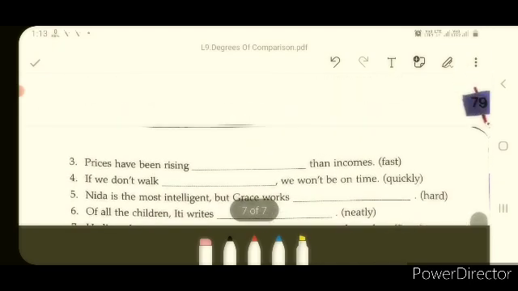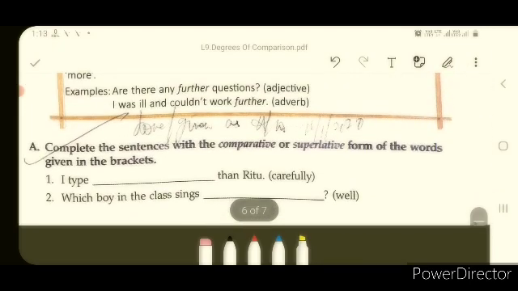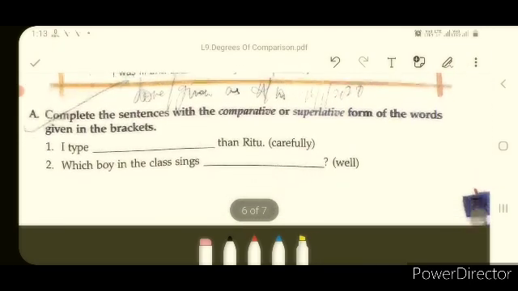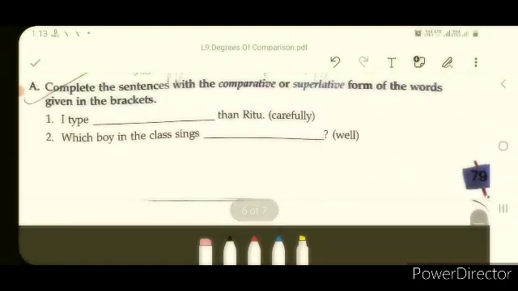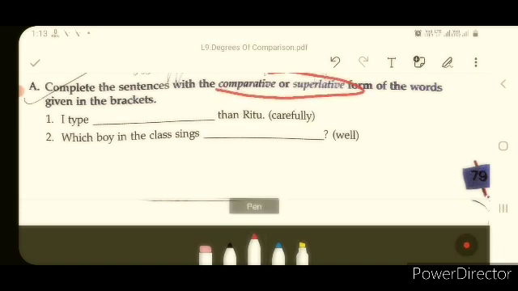Let's see. Okay. So you are asked to complete this sentence with comparative or superlative forms of adverb given in the bracket. I type dash then Ritu. You have to understand by reading the example here. Clear? I type dash then Ritu. Your and Ritu's comparison is made here. So what will it be? I type more carefully than Ritu. And the question clearly asks comparative or superlative, isn't it?